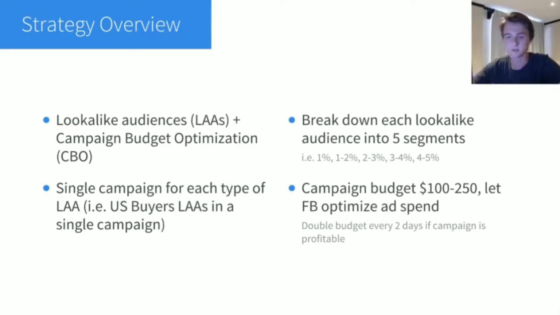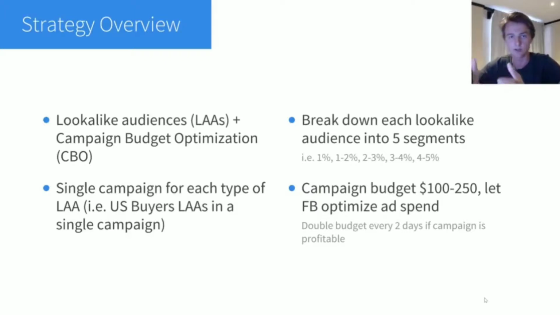Now, how you're going to want to set this up is you're going to want to have a single campaign for each LLA, each lookalike audience, and then each country an individual campaign as well. For example, you'd want to have a single campaign for the buyer lookalikes for the US, and then you could do a single campaign for the buyer lookalikes for the UK, whatever, for your main countries. You want to segment it by country and type of lookalike. And what you're going to want to do is break down each lookalike audience into 5 segments. So for example, 1%, 1 to 2%, 2 to 3%, 3 to 4, and 4 to 5%.